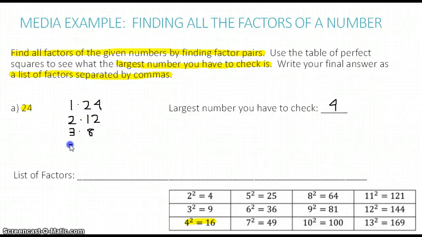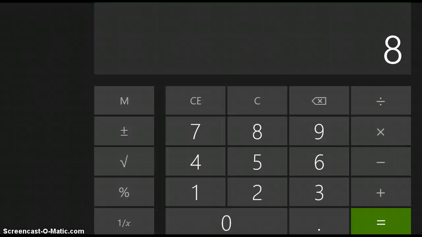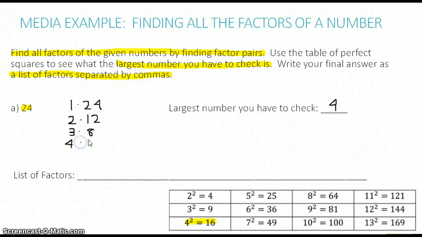So once we get to 4, this is the last number we have to check. Is 4 a factor of 24? Well, is 24 divisible by 4? And again, the answer is yes. 4 times 6 equals 24. Now we can stop checking, and remember, if we went up by one more number, 5, we would have gotten the corresponding factor up here because of the square rule.